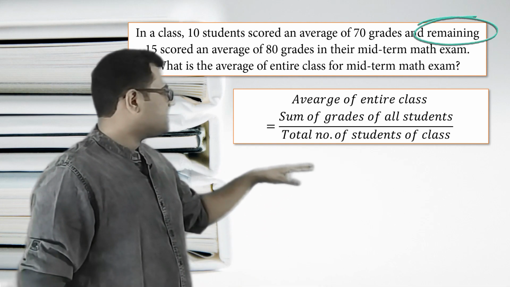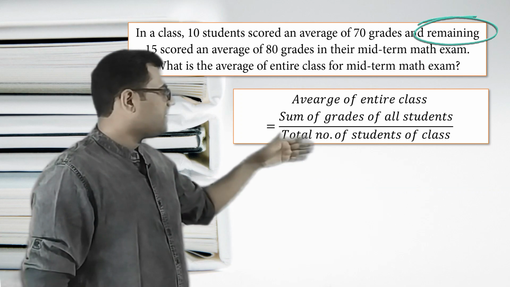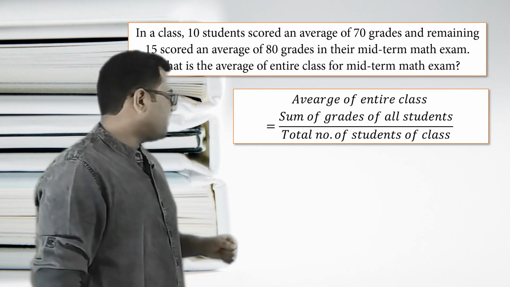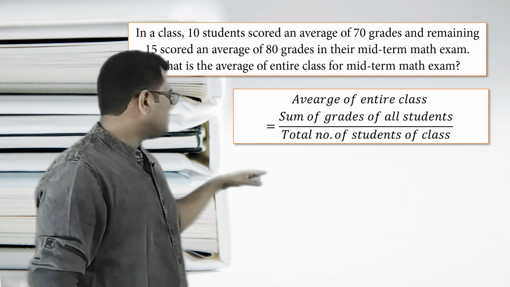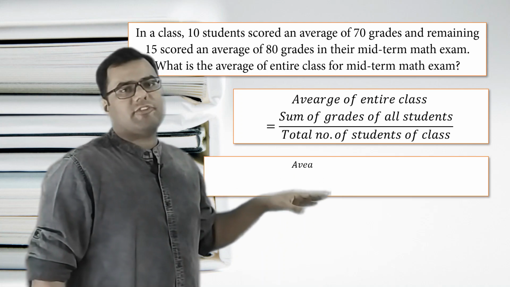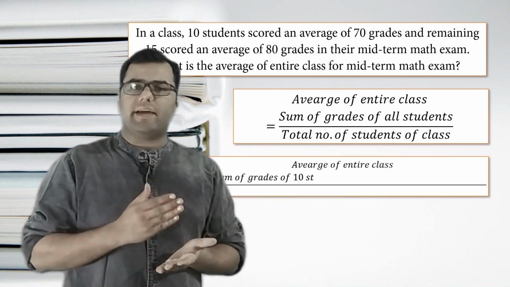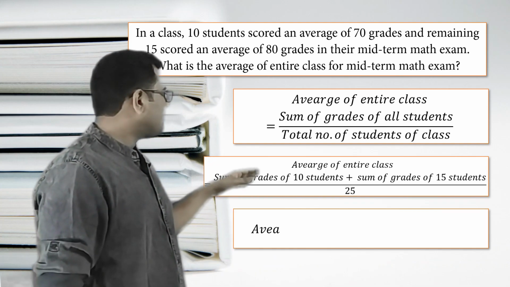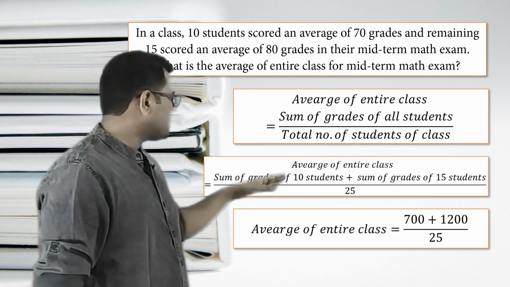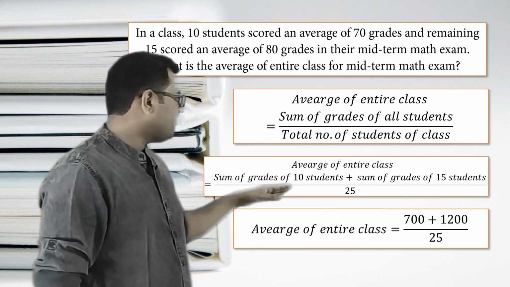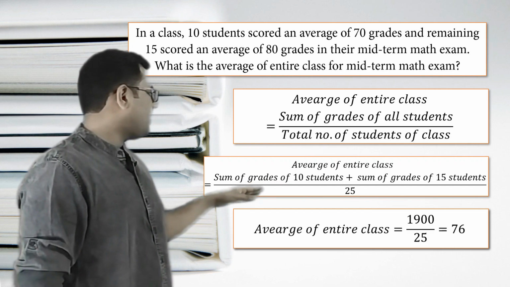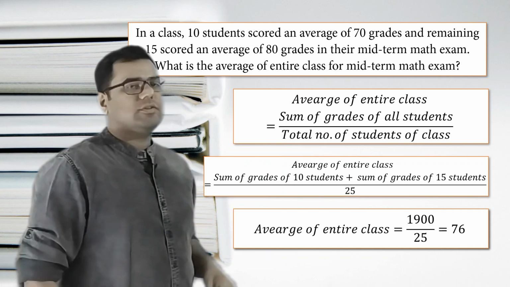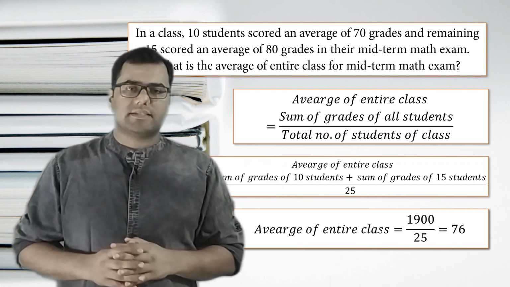The word remaining here is important because it tells us that after 10, only 15 students are left, so the total number of students in the class is 25. In the numerator, the sum of the grades of all 25 students means the sum of grades of 10 students plus the sum of grades of the remaining 15 students. So I have 700 plus 1200 in the numerator and 25 in the denominator. So I have 1900 by 25. So the average comes out to be 76. When you solve 1900 by 25 using your calculator, it will come out to be 76.